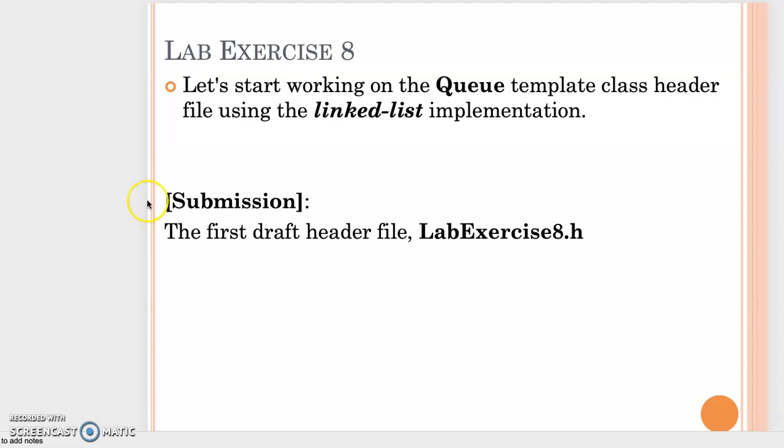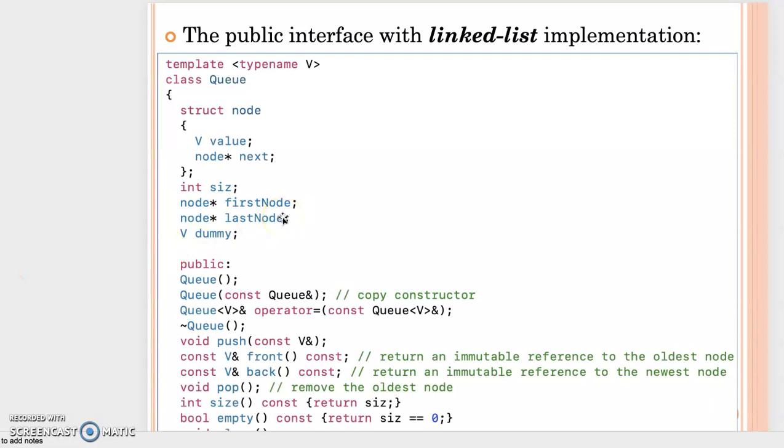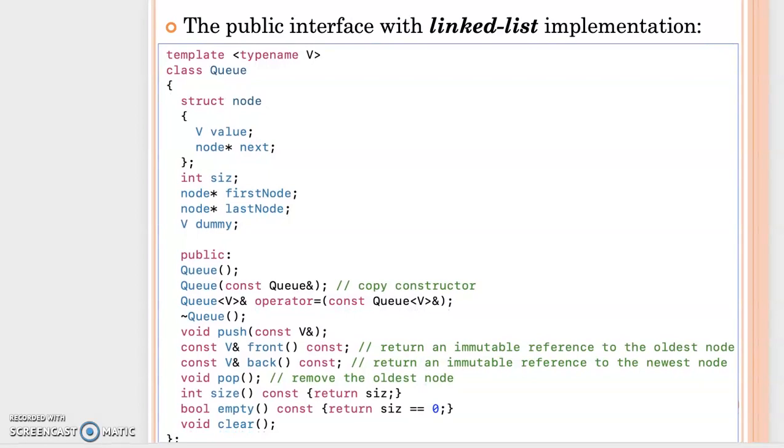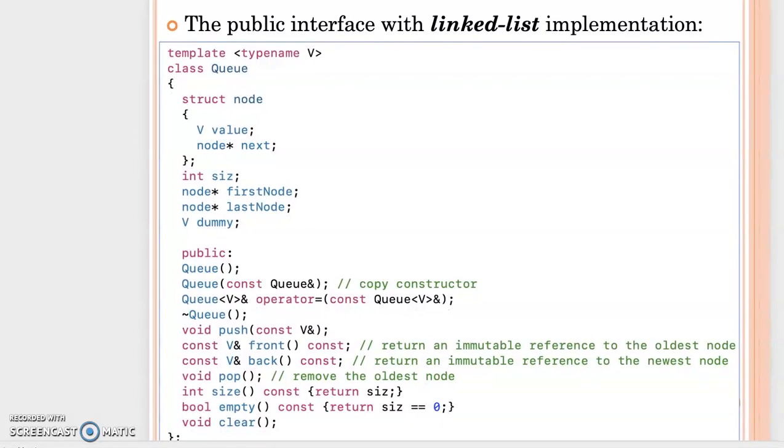So now you can work on your lab exercise 8. For lab exercise 8, I only want you to do the linked list implementation. Here, the same, we have the public interface for our linked list. If you have any inline function, you can write it like that. But here is your linked list public interface. So please work on your lab exercise.